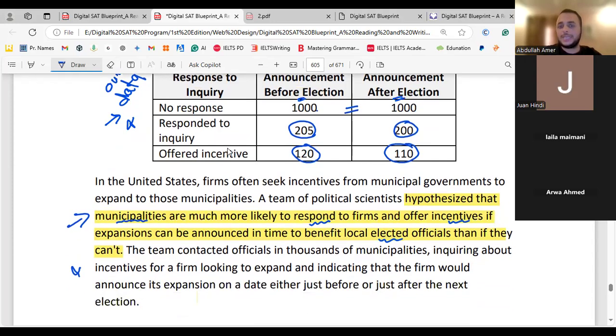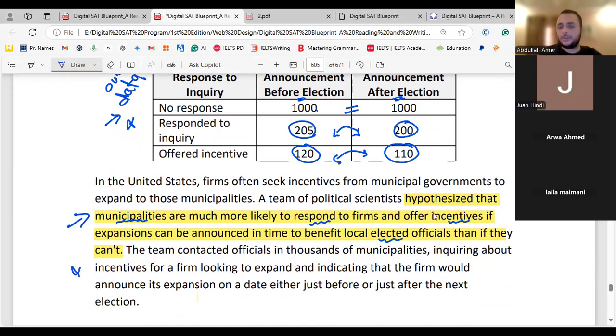So do we see any significant difference between the numbers before elections and after elections? Is there any significant difference? Always no. Yeah, exactly. So 205 is nearly equal to 200. 120 is nearly equal to 110, right?